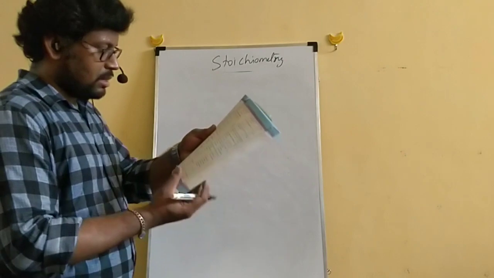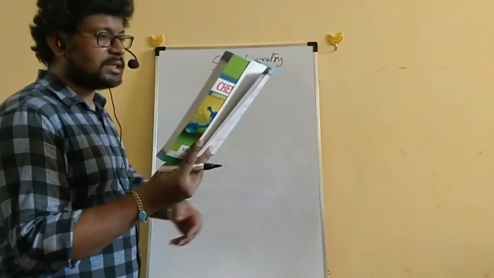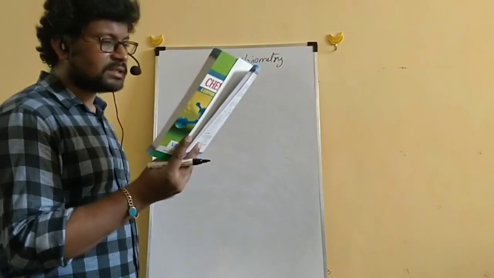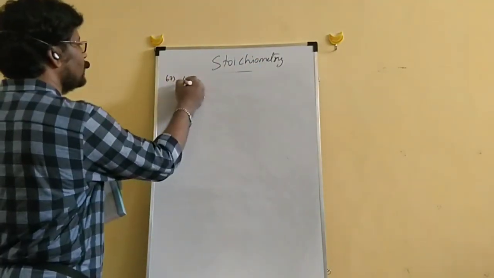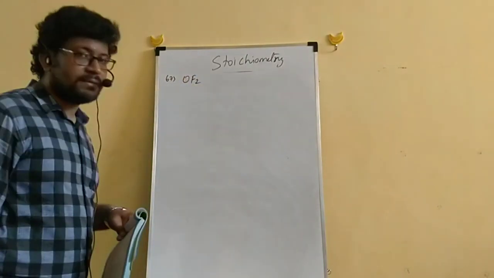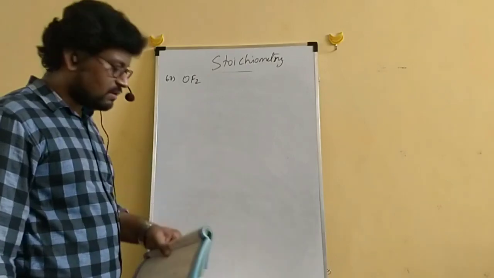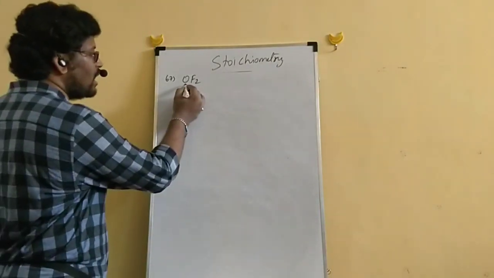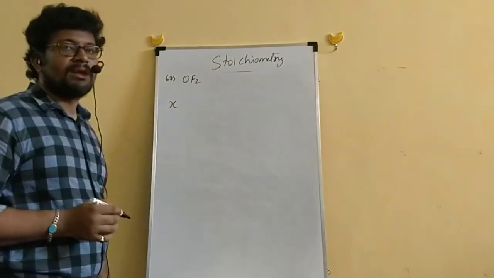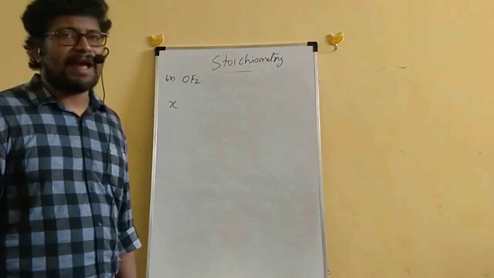Next. Oxidation number and valency of oxygen in OF2, 67th one. 67th one, OF2. Oxidation number and valency of oxygen in OF2. Let us consider the oxygen oxidation number is X. Fluorine is highly electronegative. It is the most electronegative atom, with oxidation state minus 1.